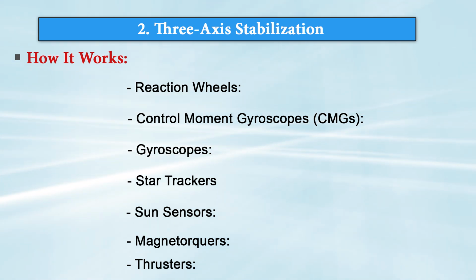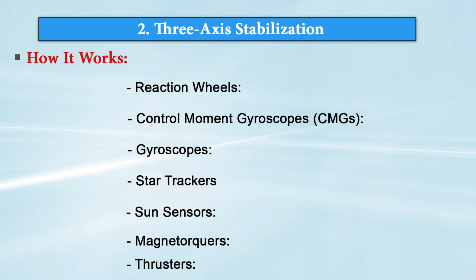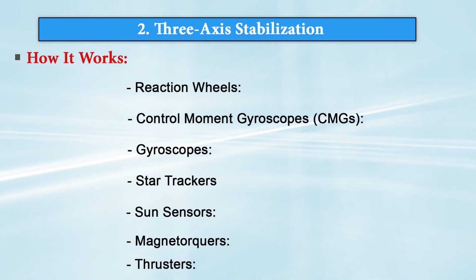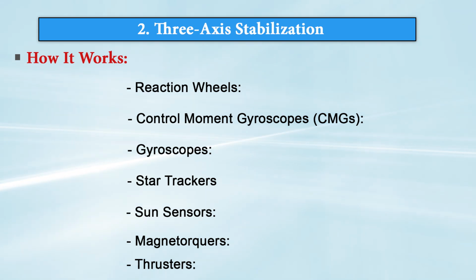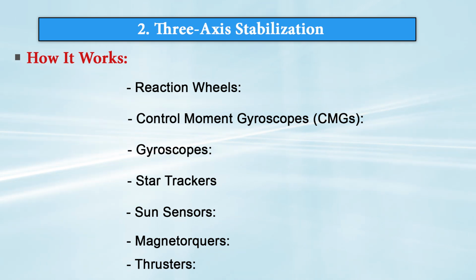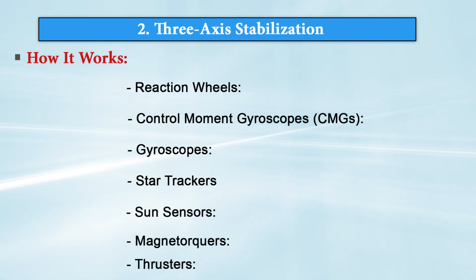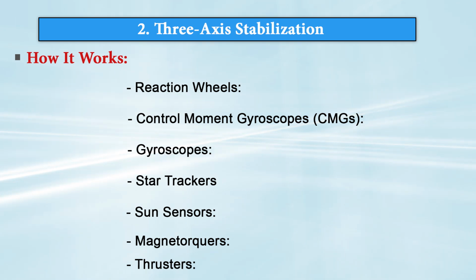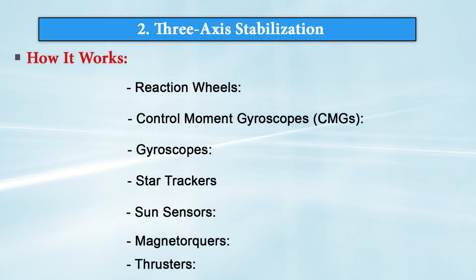Arrangement and components. Reaction wheels are flywheels that can spin in different directions to create torque and adjust the satellite orientation. Control moment gyroscopes, CMGs, are advanced gyroscopes that provide precise control over the satellite orientation. Gyroscopes measure the satellite orientation and provide feedback to the control system. Star trackers are optical devices that use star positions to determine the satellite's orientation. Sun sensors detect the position of the sun to help maintain orientation.